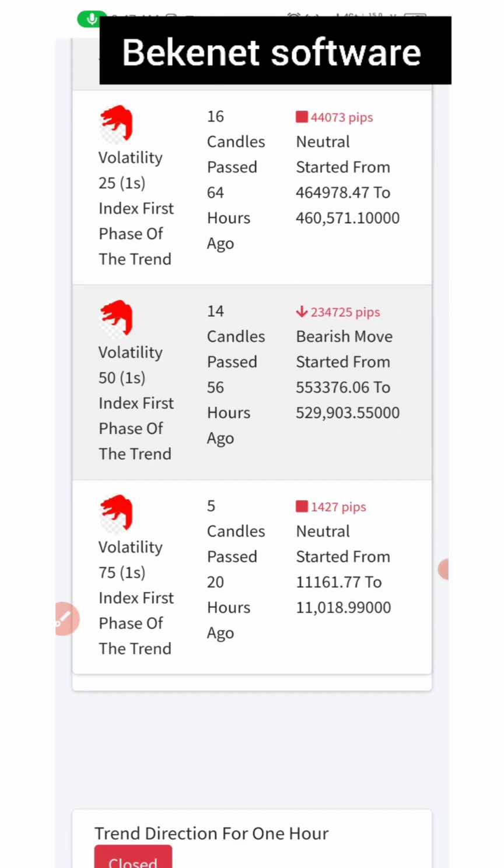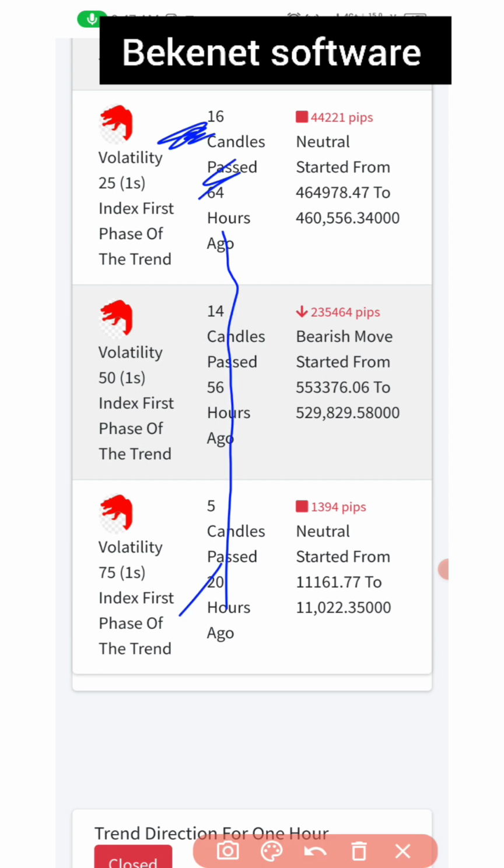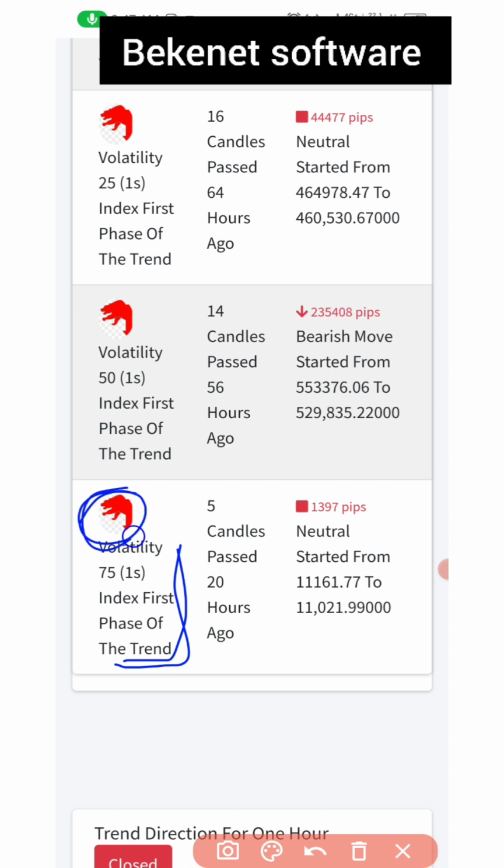Look at this. This is the first phase neutral. First phase neutral, Volatility 75. First phase neutral of a bearish move is a red. First phase neutral of a bearish move is a what? A red. Meaning that the price now is still at the top, wanting to fall down. Let's look at it again.